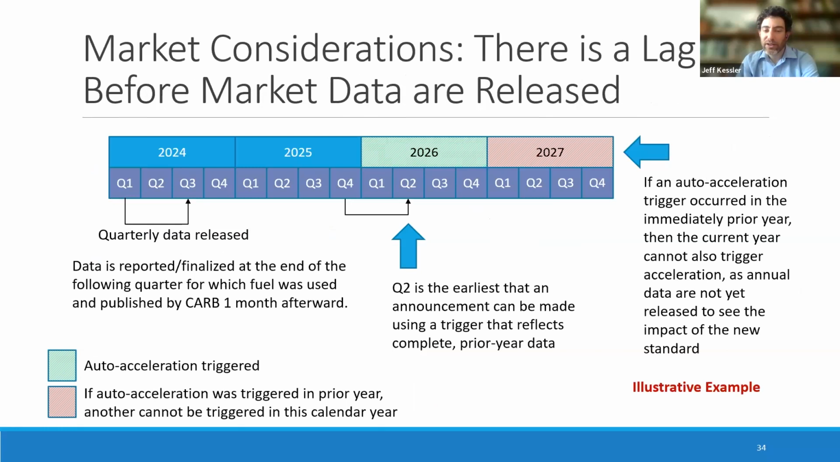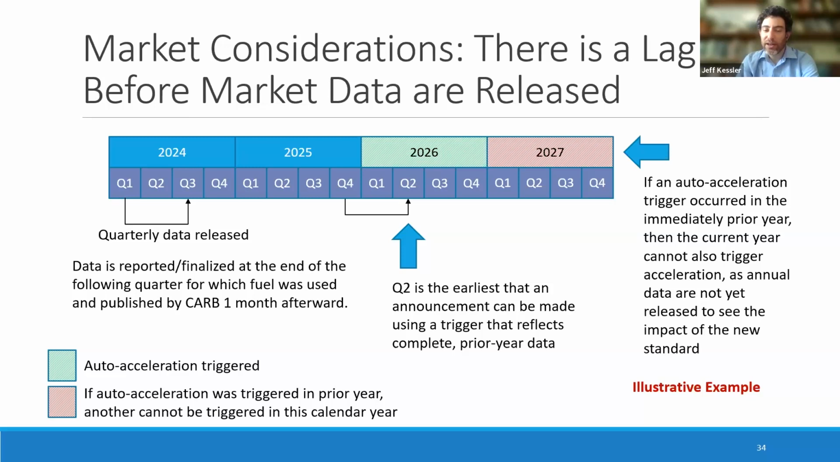Additionally, staff is looking to ensure that an auto acceleration mechanism relies on publicly available data. As such, it is important to understand that there would be significant lag between the time that market conditions occur that might trigger benchmark adjustment and when an adjustment to the CII schedule could actually occur. This slide provides an illustrative example of a trigger that would be announced in 2026, with changes to the benchmark schedule being implemented in 2027.